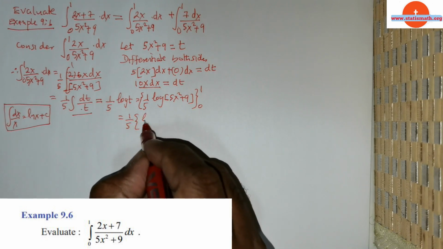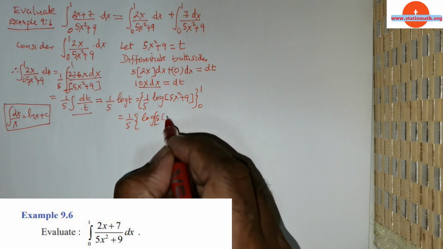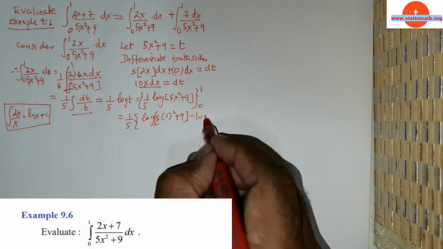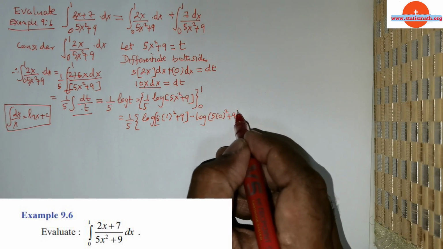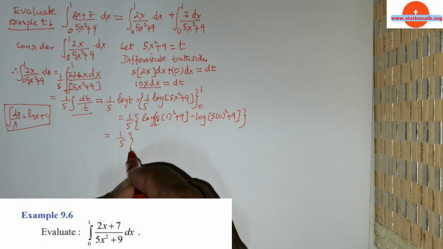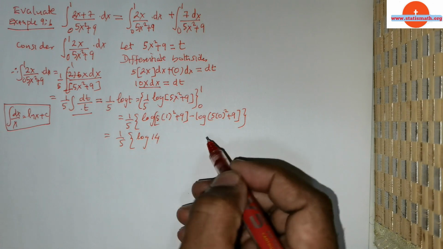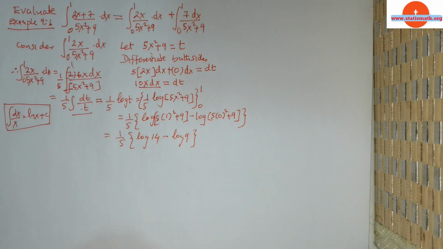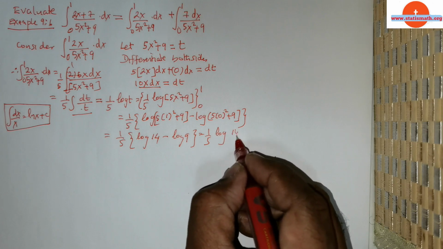It's a constant, so it's taken out. I substitute the upper limit. So it's going to be log of (5 times 1 squared + 9) minus log of (5 times 0 squared + 9). So this is what we would be getting. Now this is equal to 1 over 5 times log of (5 times 1 + 9, which gives me 14) minus log of 9. Now I can rewrite this as 1 over 5 log of 14 over 9.